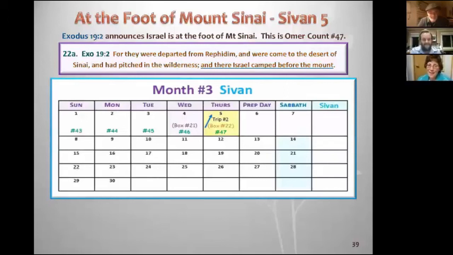Exodus 19 is a lot of fun. So we're going to now move from the wilderness to the foot of Mount Sinai on the 5th day of the month. It will be found in Exodus 19:2, and we're on Omer count number 47. This is what it reads. For they were departed from Rephidim, and they were come to the desert of Sinai, and they pitched in the wilderness, and there Israel camped before the mount. This is where you start paying attention to detail.